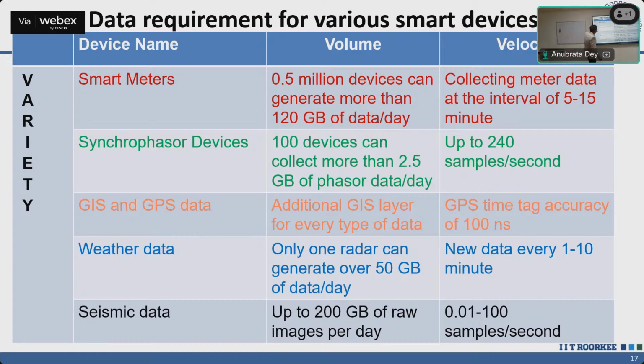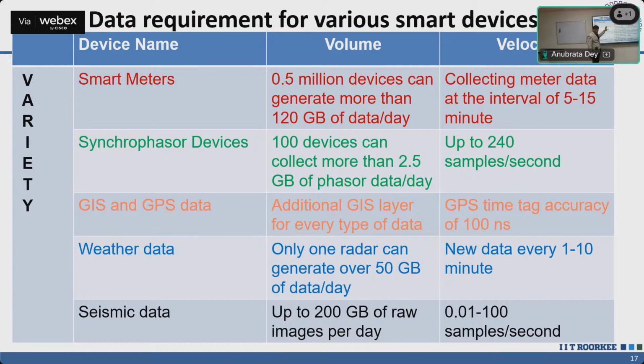If you consider smart meters, let's say I am considering 0.5 million devices installed, then they are going to generate 120 GB of data per day, if the meter collects the data at an interval of 5 to 15 minutes. If it is higher, then again this will be different. This is just an overview.